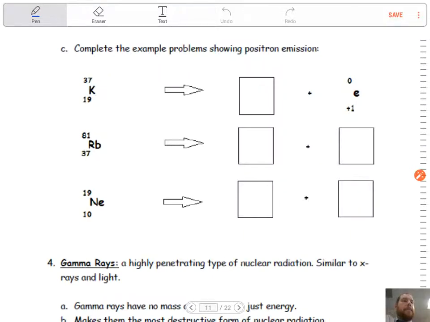Then I'll go through it here in just a second. So my mass is going to be 37. My atomic number is going to be 18. That would be argon. So still positron emission because it hasn't told me anything different. So 81, and this is going to be 36, and that would give me krypton. And the last one here, I'm going to keep it here this time. 19 is my mass, and this is going to be number 9, which is fluorine.